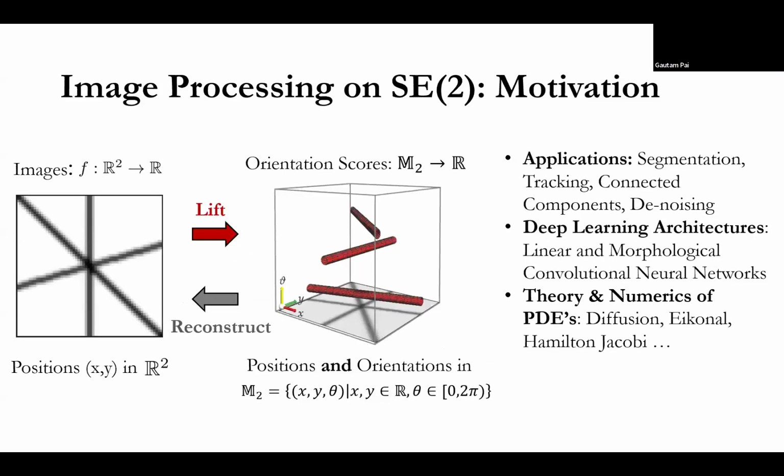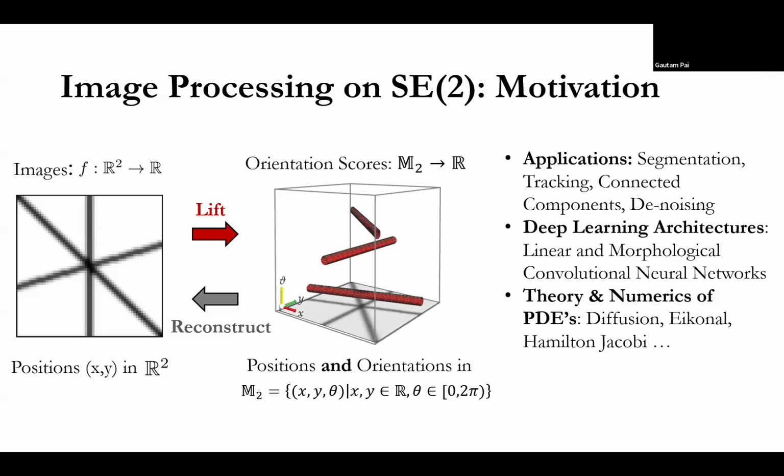So let me get to it right away. What do I mean by SE2? We think of images as functions of positions. And I'm going to talk about lifting images to a space of positions and orientations. So we gain a dimension, and such functions are called orientation scores. And then we do our processing in this lifted space, and then we reconstruct to get the output image back. So this is basically the broad template of almost everything that I'll be talking about today.